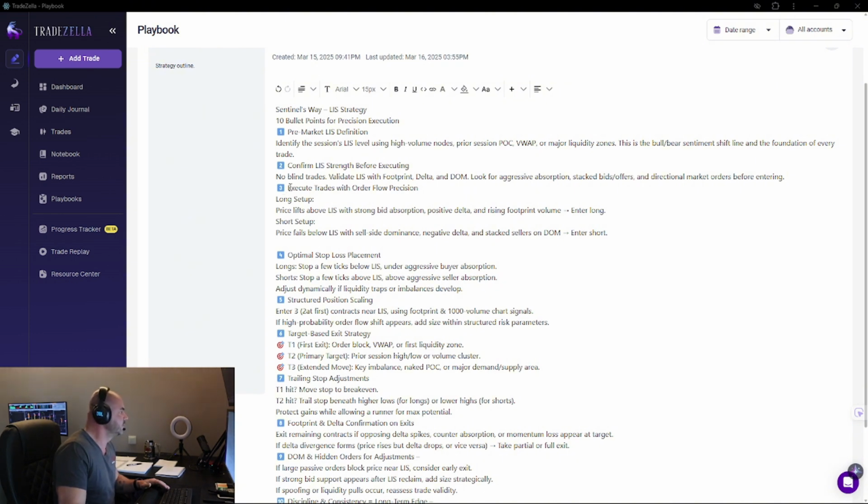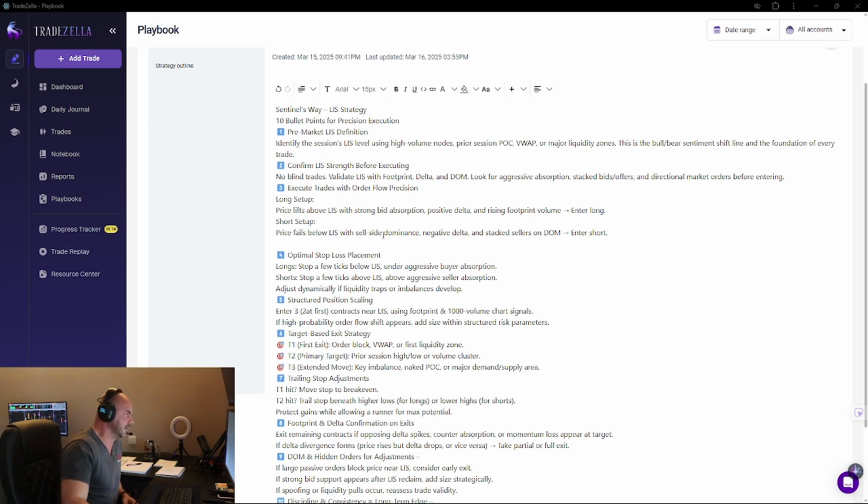So 3 is we're going to execute trades with order flow precision. When a long setup presents itself, it means that price shifts above the line in the sand with strong bid absorption, with positive delta, with rising footprint volume, then we can enter long. One of those 3 or one of those 4 is good. If, for example, you want to take a long, but the delta is shifting into the red, you don't go long.